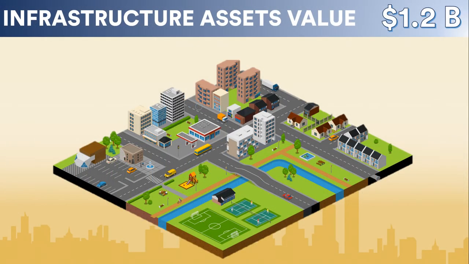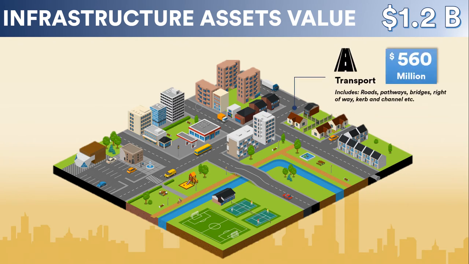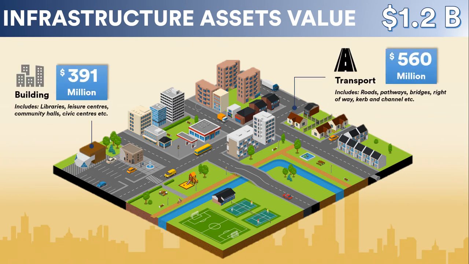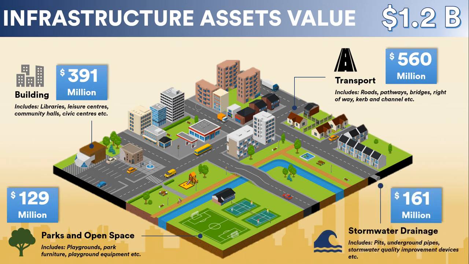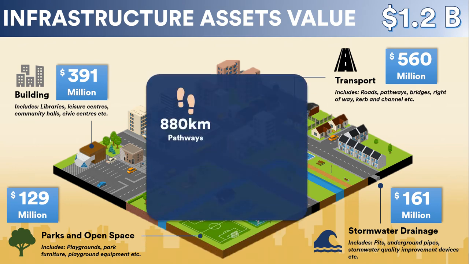We manage infrastructure assets valued at over $1.2 billion. This comprises transport assets, building assets, parks and open space assets, and drainage assets. As an interesting fact, the length of our pathways network is even longer than the distance between Melbourne and Sydney.